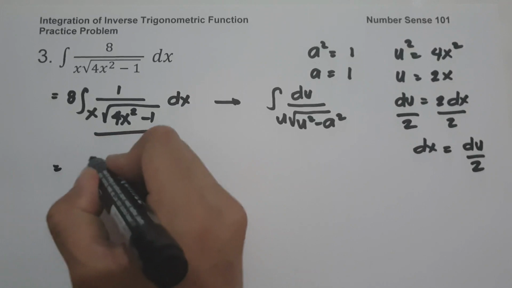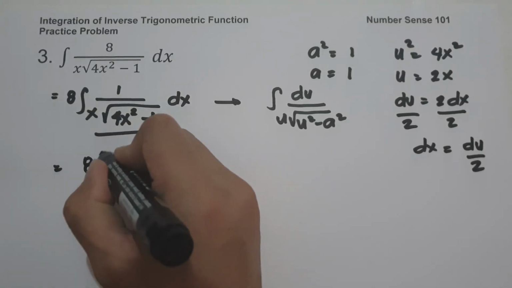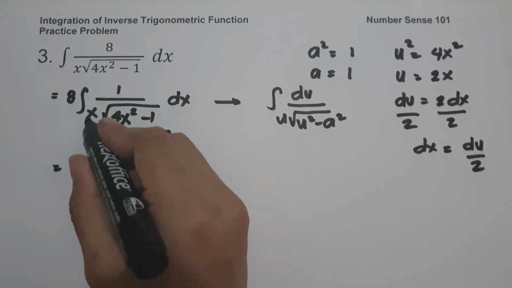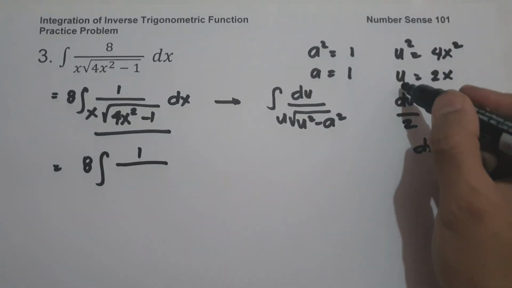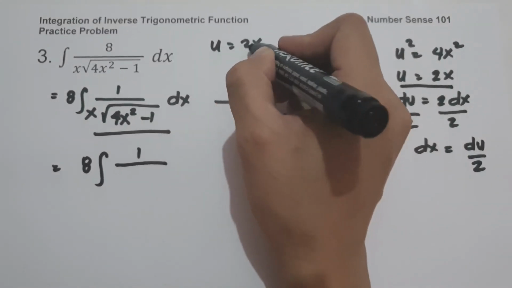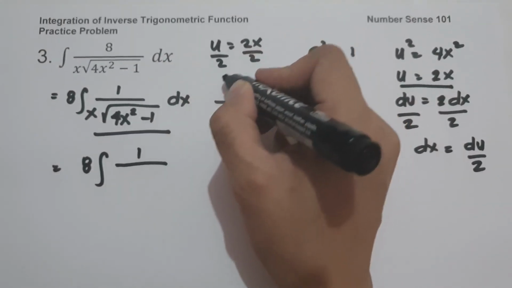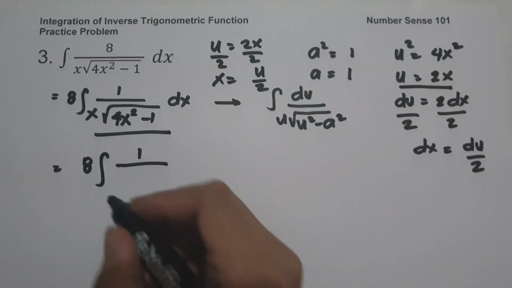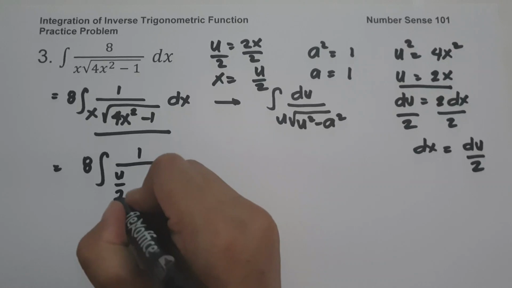So let us have 8 times the antiderivative of 1 over x. To find the value of x, let us choose this expression. So u is equal to 2x. Let us divide both sides by 2. So x will be u over 2.